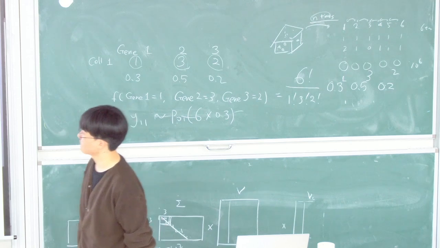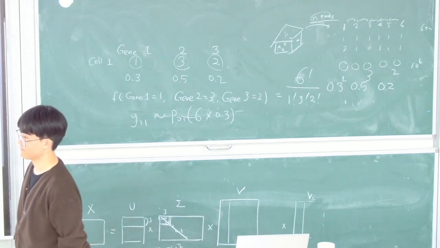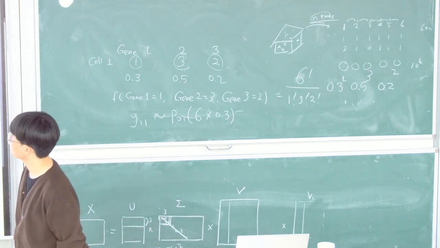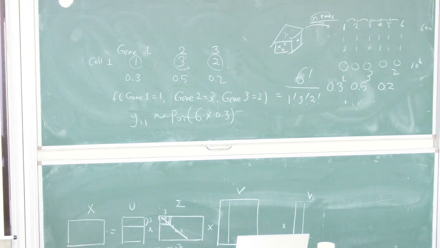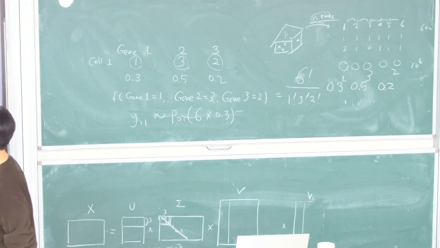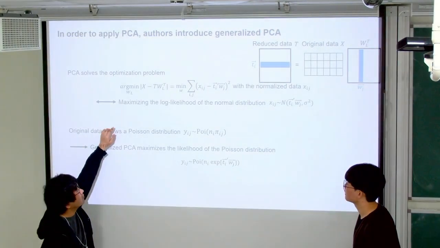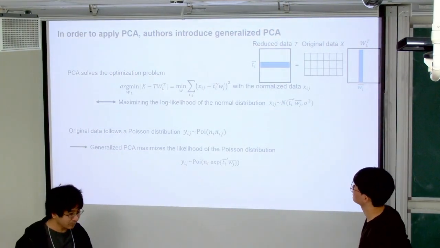In this case, the error function also minimizes. In traditional PCA, minimizing the error function equals maximizing the normal distribution likelihood. In this case, it is also equivalent.